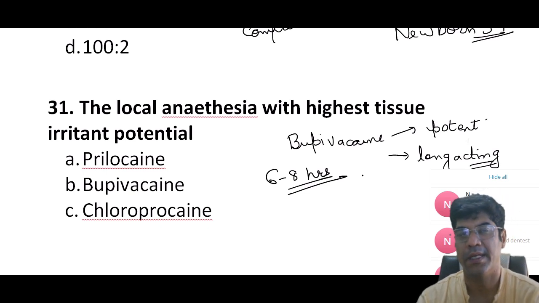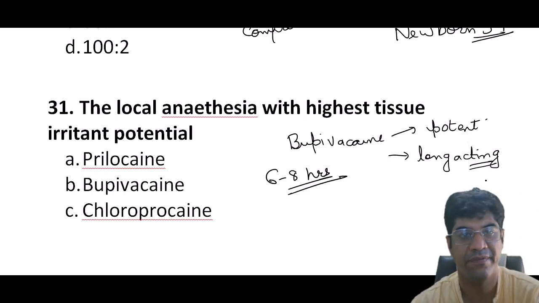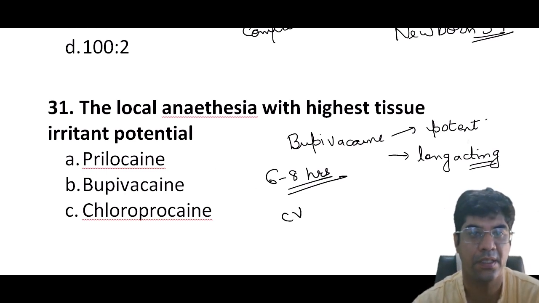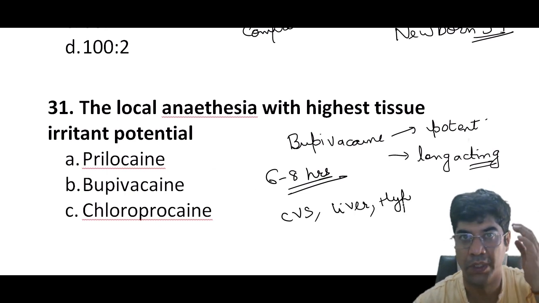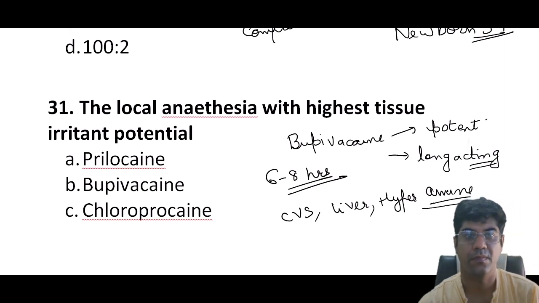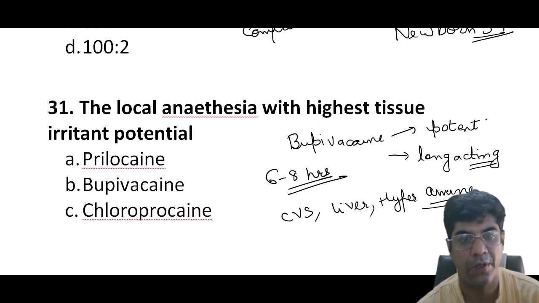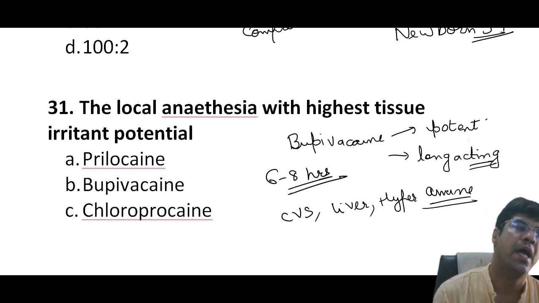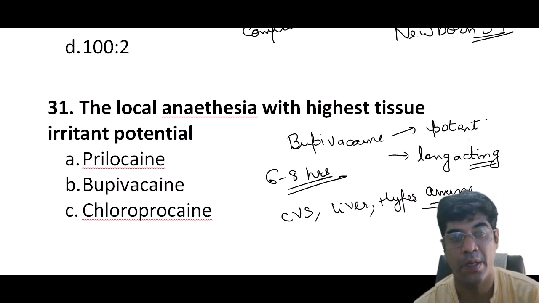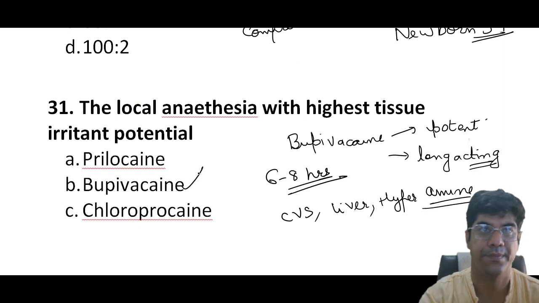So bupivacaine, remember, should be used with caution in patients with cardiovascular risk, liver dysfunction, or hypersensitivity to the amide type local anesthetics. So the main factor that you have to remember is bupivacaine's long duration and high potency make it an invaluable tool in dentistry. So your answer is bupivacaine.